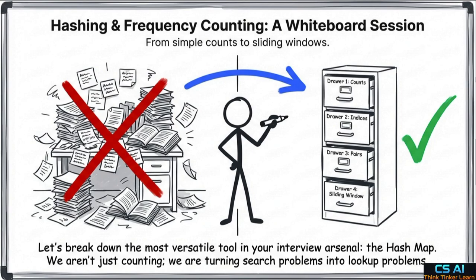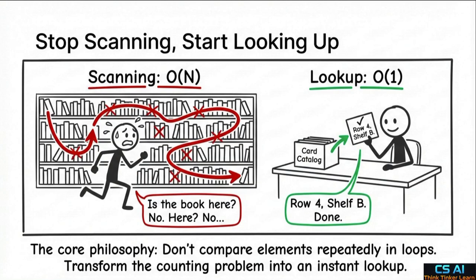Let's get to work. The core philosophy of this session is simple. Stop scanning and start looking up. In a typical O(n²) approach, you are like a stressed out librarian running through the aisles. We are asking, is the book here? No. How about here? No. This repetitive looping is the enemy of performance.